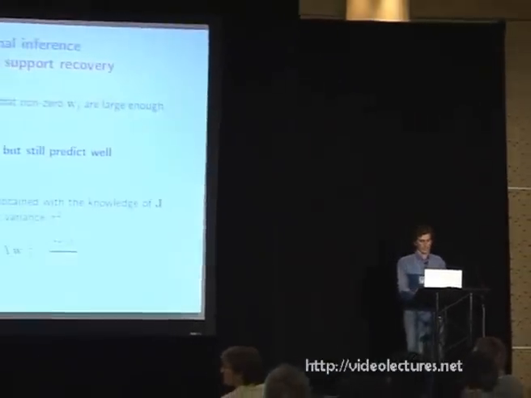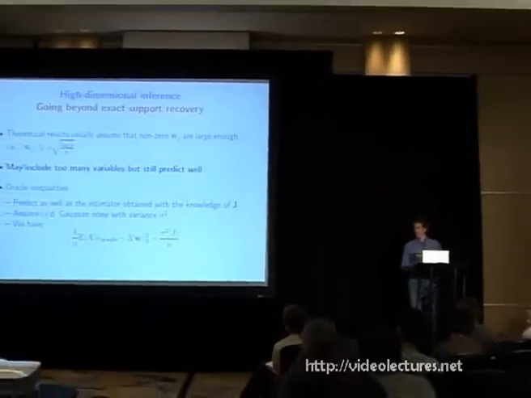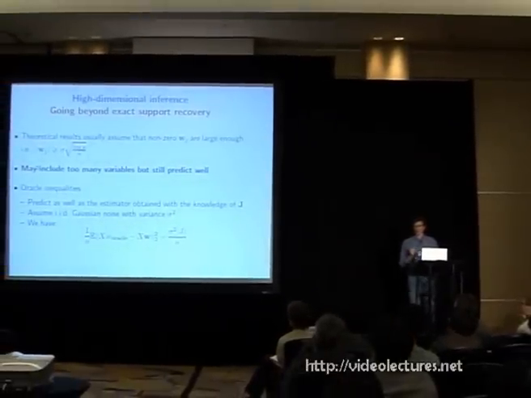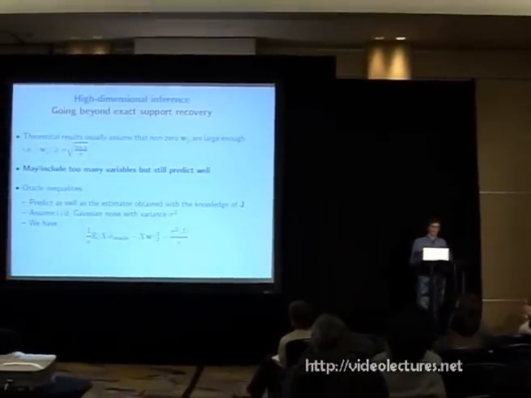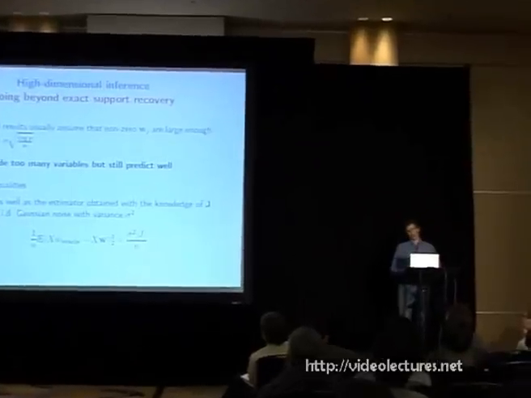So first, getting the correct support is nice and good, but do you actually care? The one big problem with all those methods and all those theorems is that they need the non-zero variables to be not too small. So you need W_j to be bigger than the noise times square root of log p over n. So you need a lower bound on the non-zero values. And more importantly, it's not because you get the wrong variables that you can't predict very well. Bad estimation of the support does not imply bad predictions.